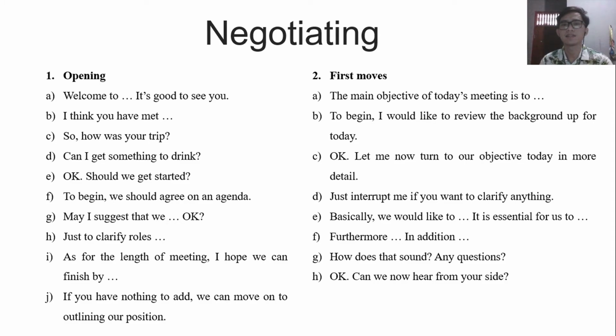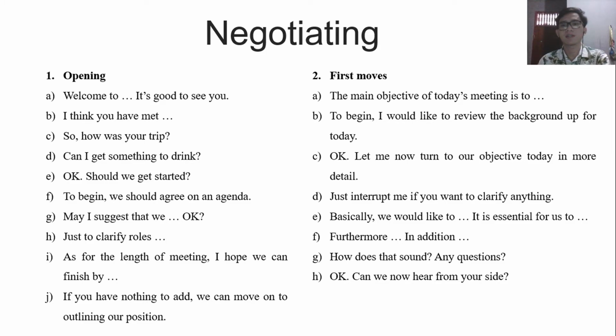And then the next is, to begin, I would like to review the background for today. You share the background of the negotiations. And then, okay, let me now turn to our objective today in more detail. So you share the objective in more detail and to make it clear. And then, just interrupt me if you want to clarify anything. And then you can ask the negotiators if they want to clarify something.